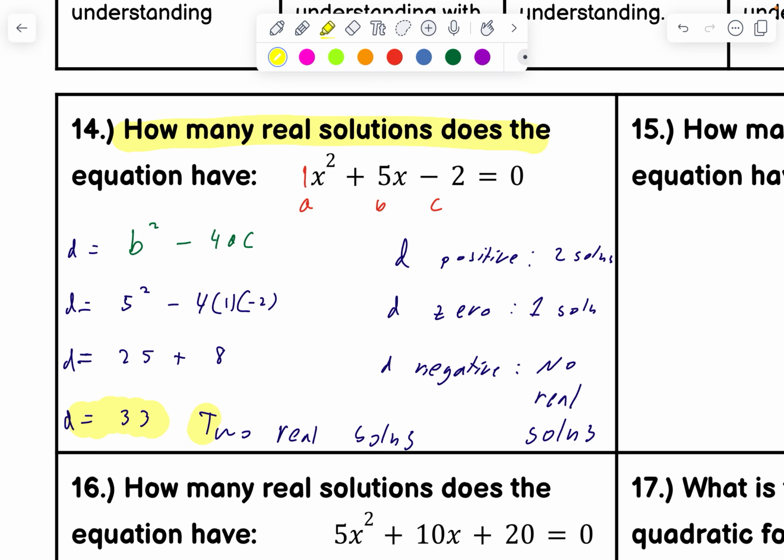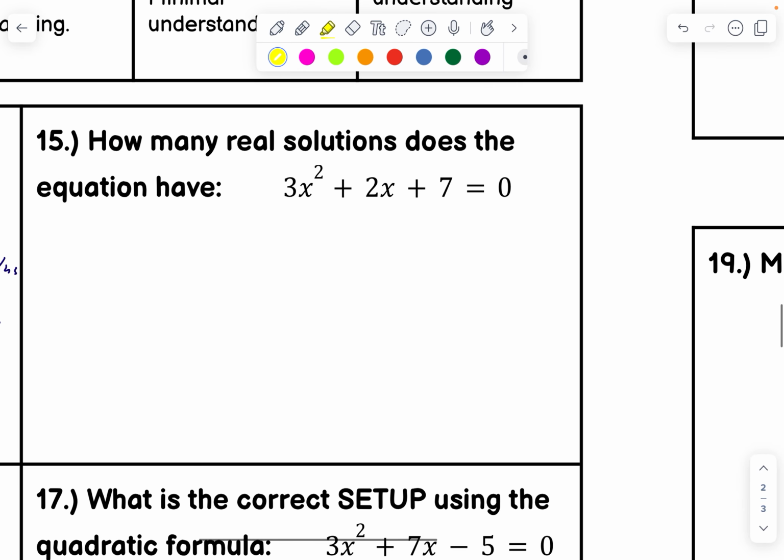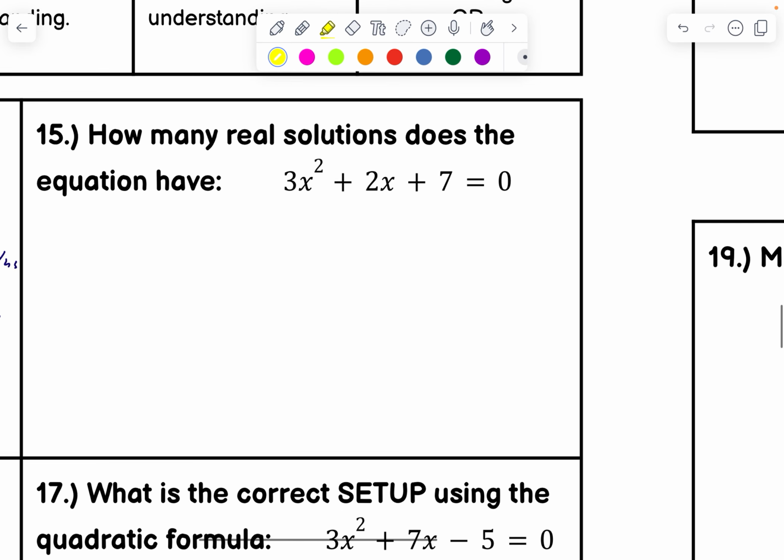Let's take off from there, headed down to problem number 15. Again, how many real solutions does the equation have? We can see we're already in standard form. Let's label our A, B, and C, and plug that in using the exact same discriminant expression, where D equals B squared minus 4AC. Let's plug it in.